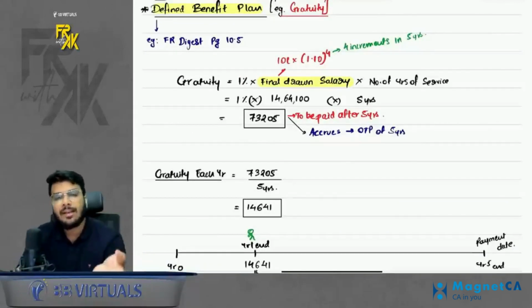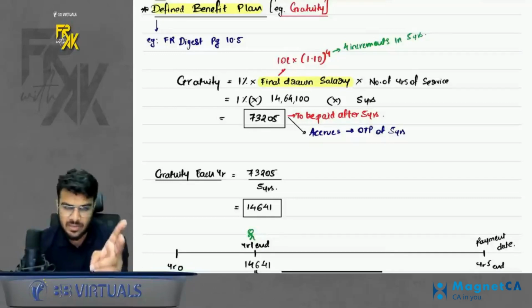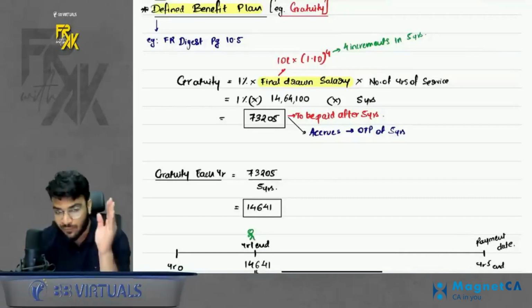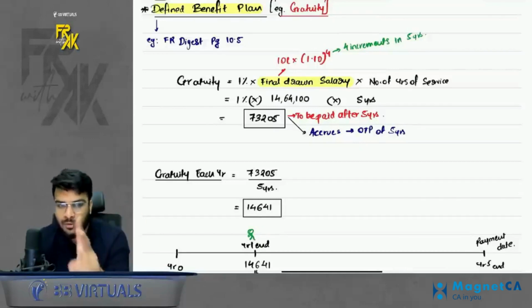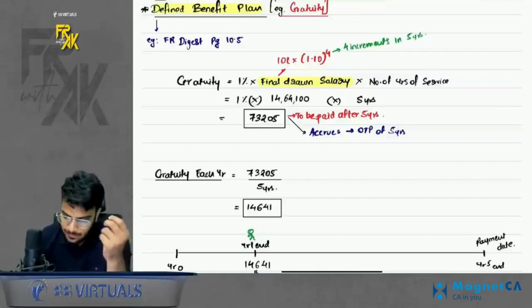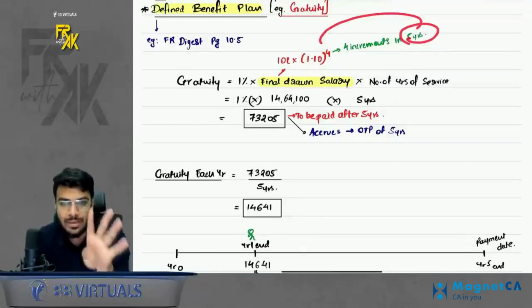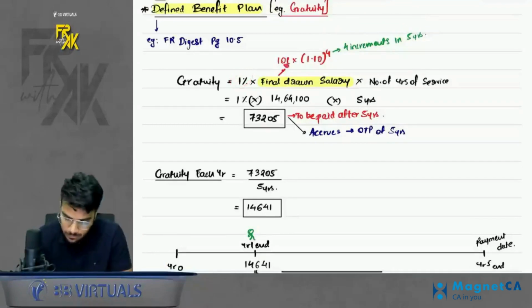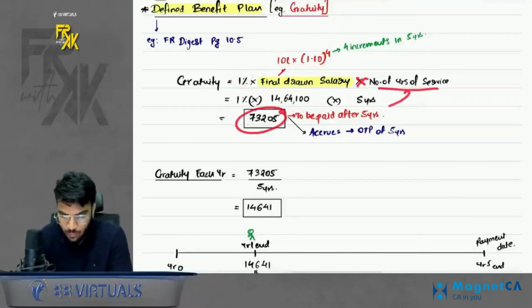How come, sir? Assume your articleship, you work for 3 years, but you only get 2 increments. Why? If your stipend is 3,000, 4,000, 5,000, how many increments did you get? From 3 to 4, 1 increment, from 4 to 5, second increment. So when you're working for 3 years, you get 2 increments. That means when you're working for 5 years, you will get 4 increments. As simple as that. So we will do 1% into the salary after 4 increments into the number of years of service. So you will get 73,205.